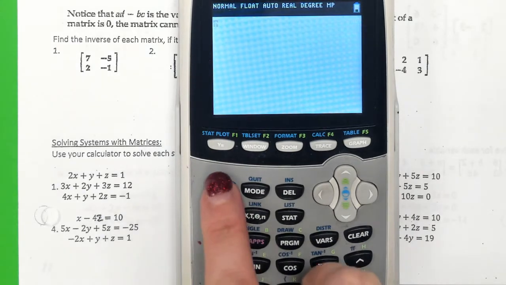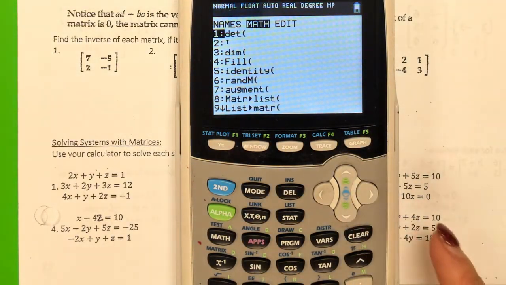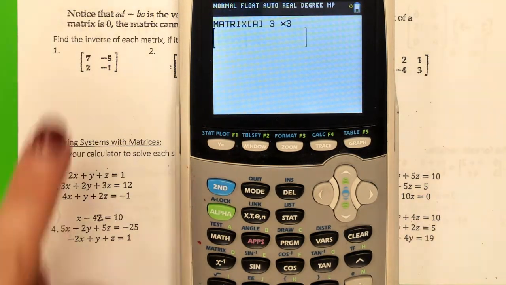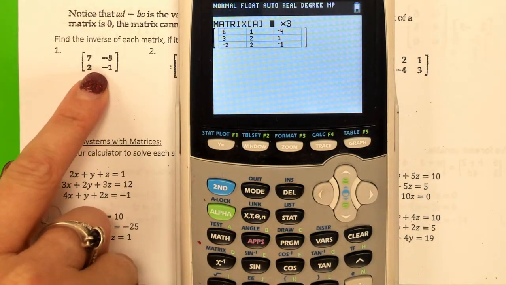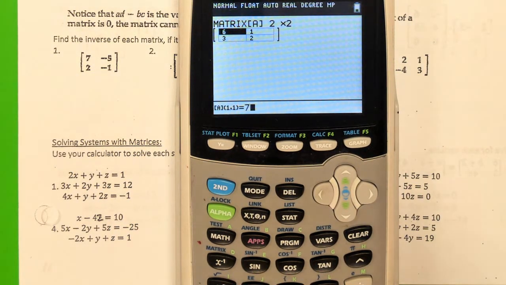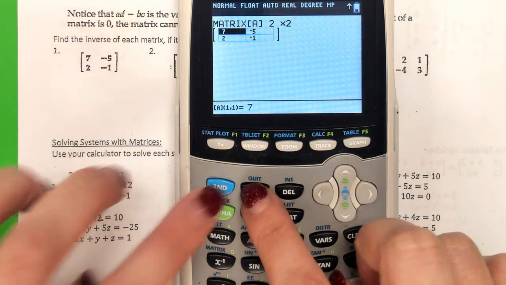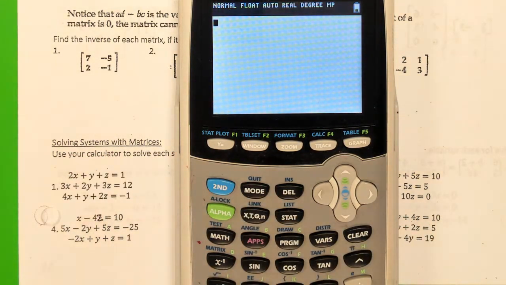You ready? You go to your matrix. You go over to edit. You're going to type this guy in. What size is he? 2 by 2. There you go. Is everybody okay so far? Okay, you get out of edit mode, so you're going to hit second quit. And you're going to find the inverse.